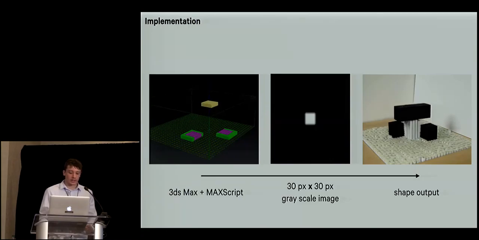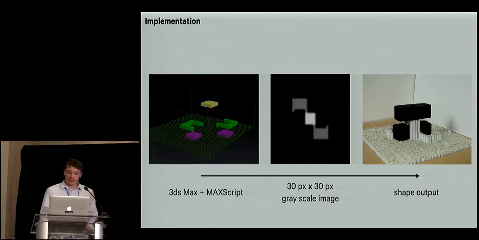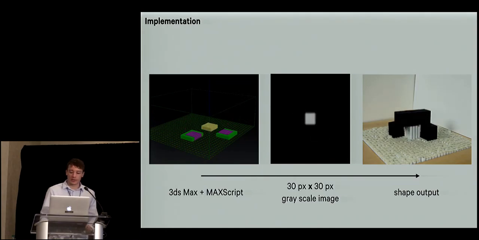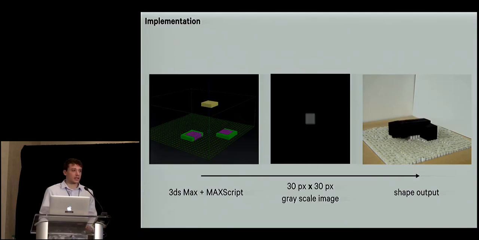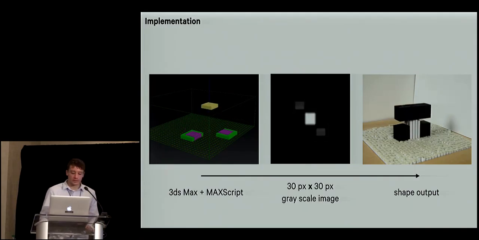And on the software side, we wrote a script for the 3D animation tool 3ds Max, which offers a lot of possibilities for animation. The script allowed us to render shapes in real time on the shape display, which was a very good tool for prototyping and achieving the animations. We then used ray tracing and a special shader to render out the sequences as a grayscale image and could then play it back on the shape display.